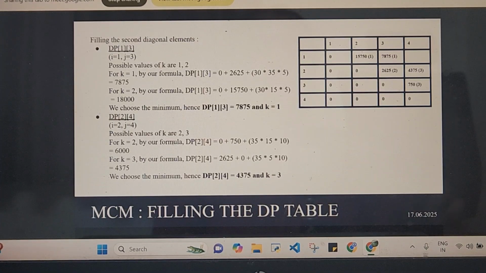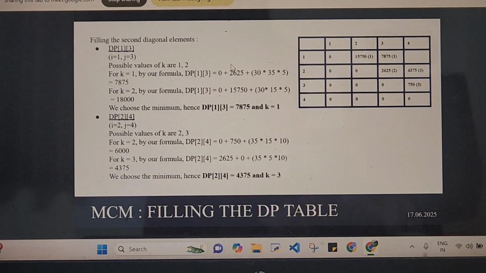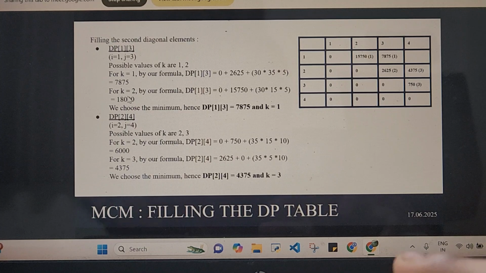Right, so now we fill the second diagonal's elements. So we want to start by filling this cell here, dp[1][3]. So i equals 1, j equals 3. Now if you see, the possible values of k are 1 and 2. So you substitute k equals 1 in the formula, dp[i][k] plus dp[k+1][j] plus p[i-1]·p[k]·p[j]. You will get this value 7875. If you substitute k equals 2, and again you look up the values and substitute them, you will get 18,000.